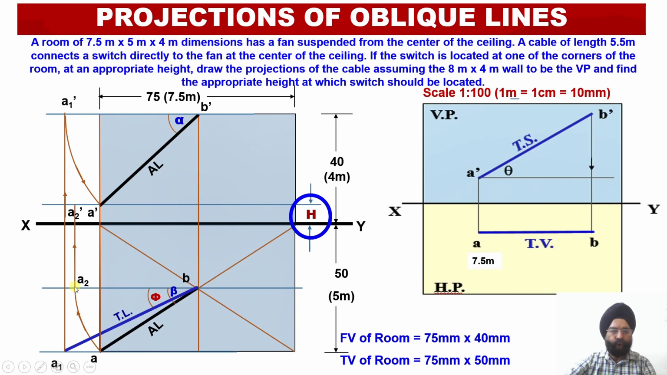Through this point A2, now you can check, we have drawn a vertical projector over here up to the locus line corresponding to the point A dash. Wherever these two projectors intersect, point A2 dash will be located over here. Now I can join this point A2 dash with point B dash, and I find that the distance between A2 dash and B dash happens to be 55 millimeter, that is corresponding to 5.5 meter true length of this cable or the electric wire over here.